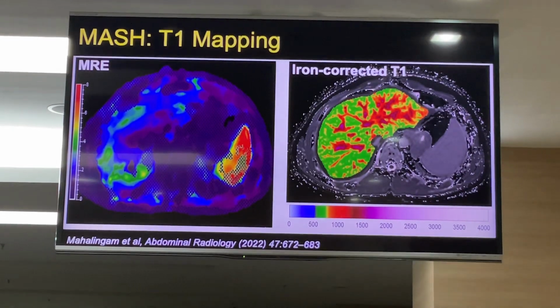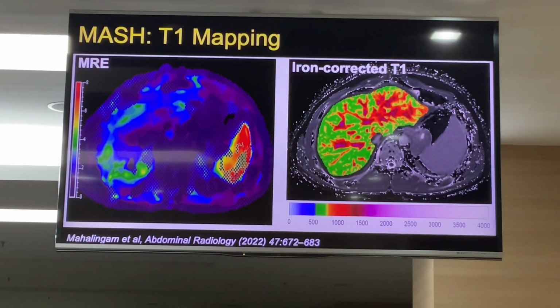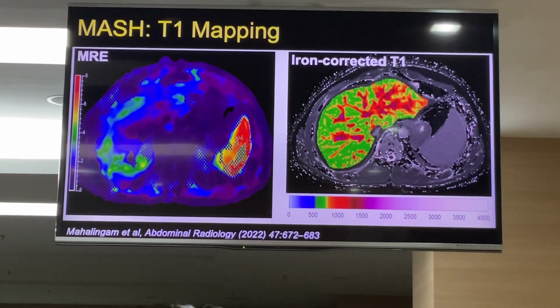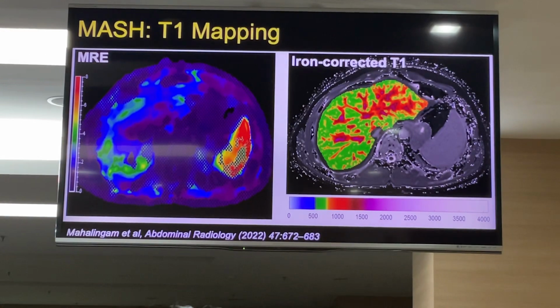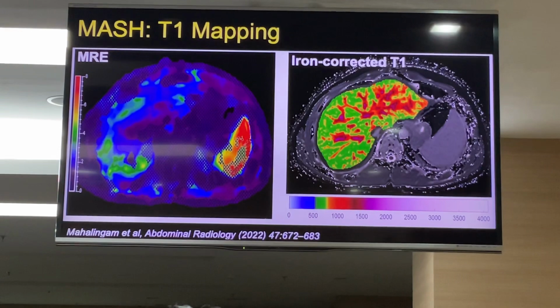Recently, there's also been heightened interest in liver T1 mapping in the context of NASH. So this is an iron-corrected T1 map from a paper a couple of years ago. And the iron-corrected part really comes from the fact that iron deposition in the liver affects T1. So if you measure T1 as a marker of fibrosis, you really want to do something about the fact that there might be iron there too.